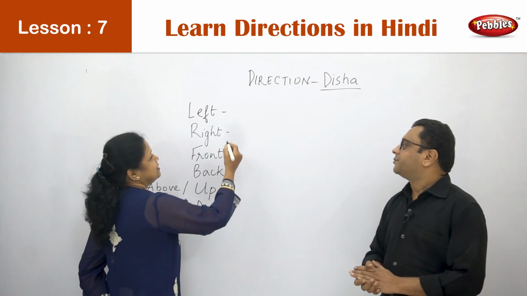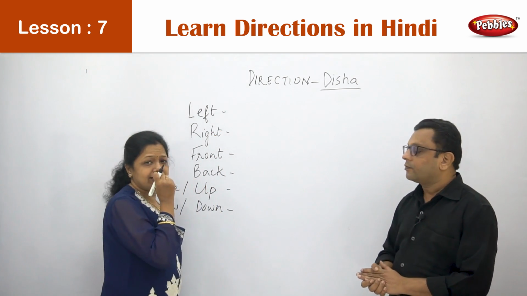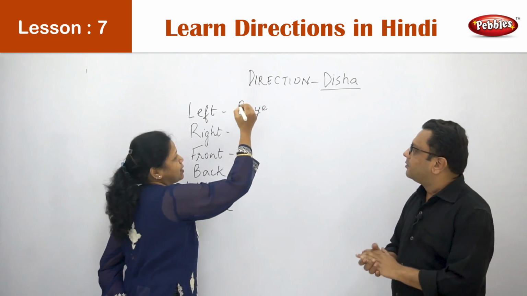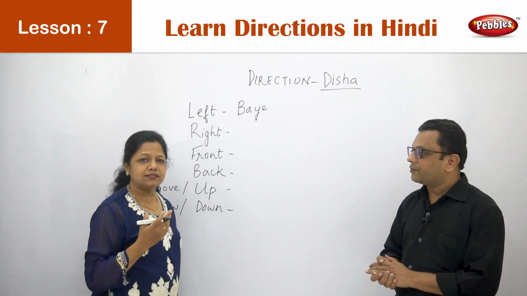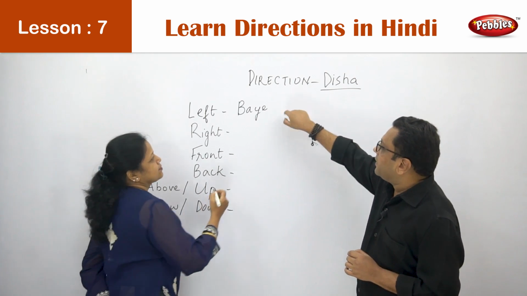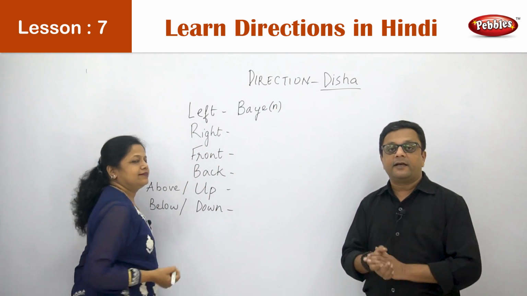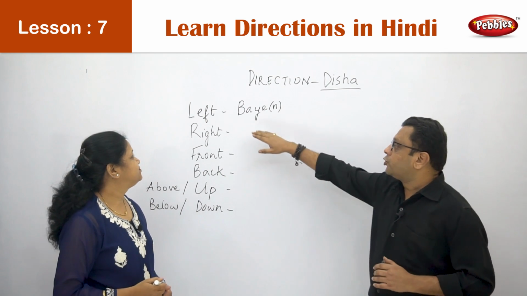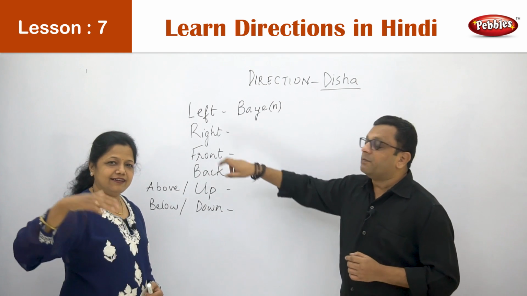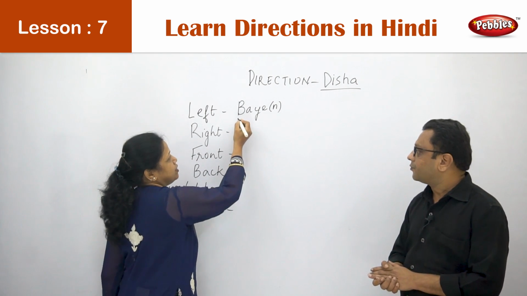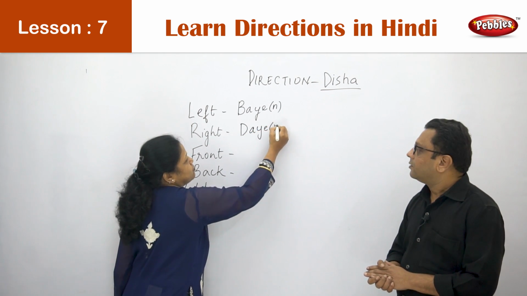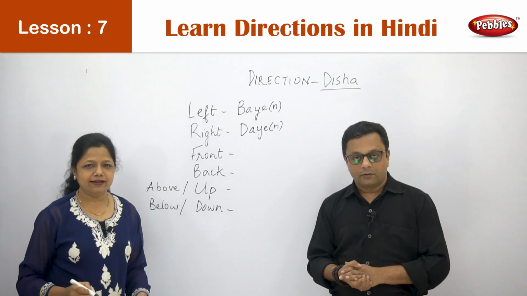So let's see what the common Hindi words for these directions are. For left, it is said as baएं. It has a nasal sound. If I write baएं, it is pronounced as a nasal word. I think it is better to write N in the bracket so that you will understand that this is a nasal word. So you should say baएं. Now right means right side. This is daएं. There is only a difference between B and D. Daएं. Again, it is a nasal sound, so I am writing N next to daएं.